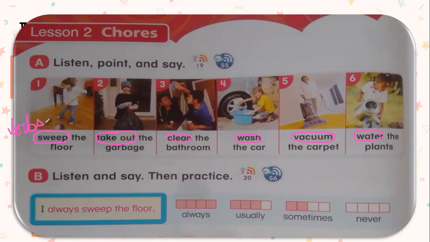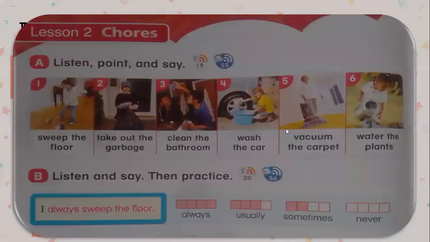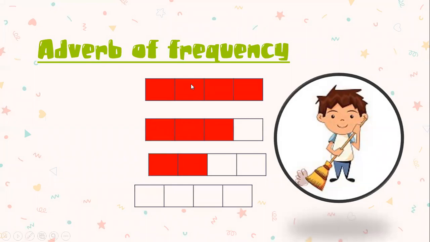Now we will also see some adverbs of frequency. Look here: always, usually, sometimes, never. I will explain it in the next slide, don't worry. But remember, please, to underline these verbs: sweep, take out, clean, wash, vacuum, and water. So let's see the adverbs of frequency. Look here, in this part of our lesson, we have adverbs of frequency.